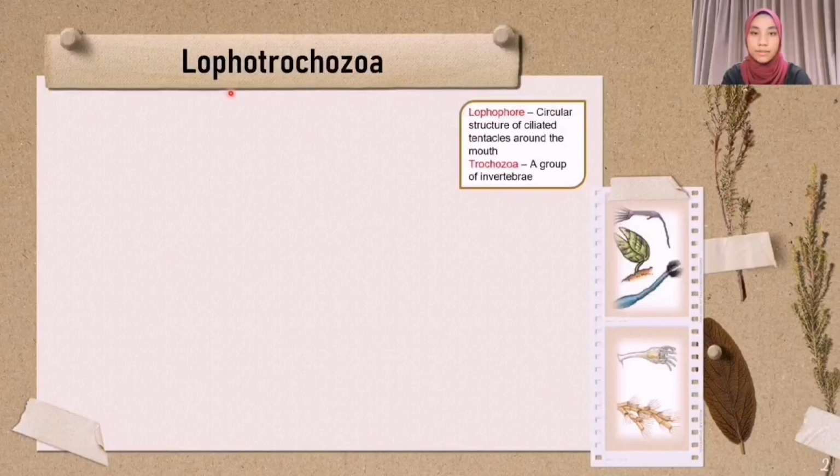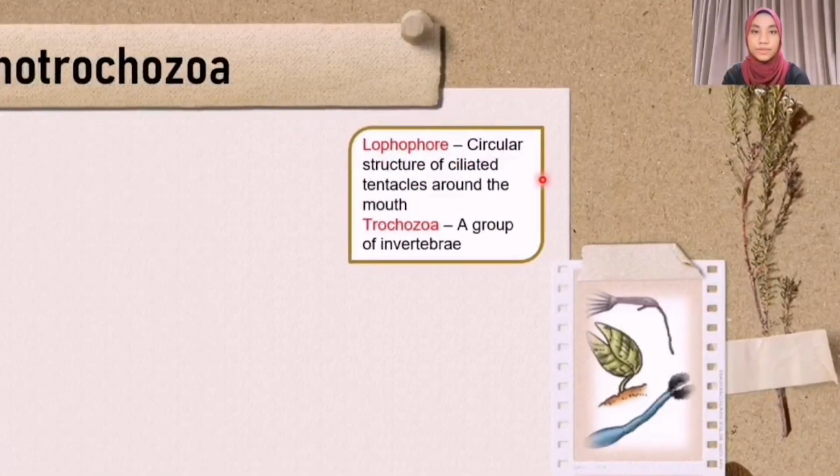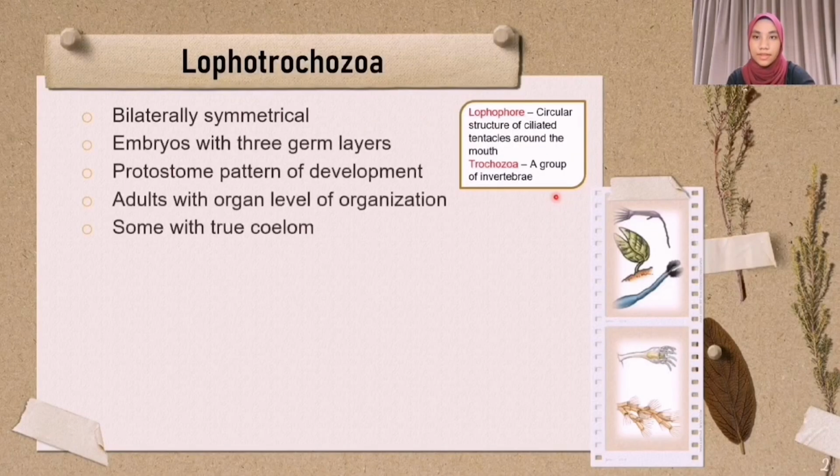Lophotrochozoa. The name Lophotrochozoa comes from two words: lophophore, which means a cellular structure of ciliated tentacles around the mouth, and trochozoa, a group of invertebrates. These animals are bilaterally symmetrical during at least one stage of their development and undergo spiral cleavage, compared to radial cleavage in other protostomes. As embryos, they have three germ layers.